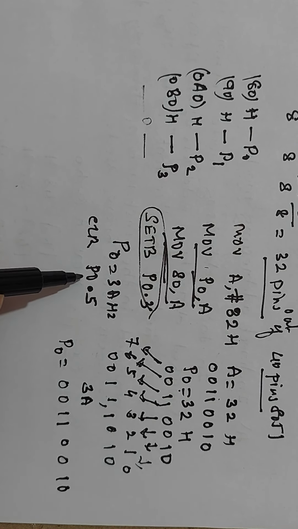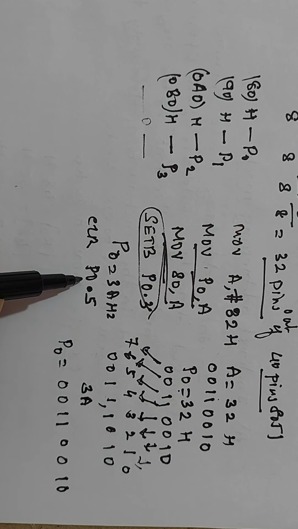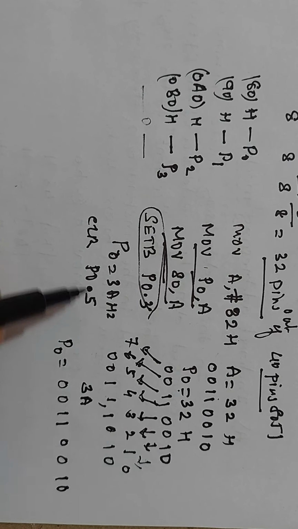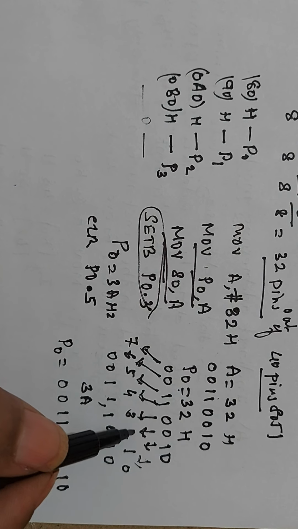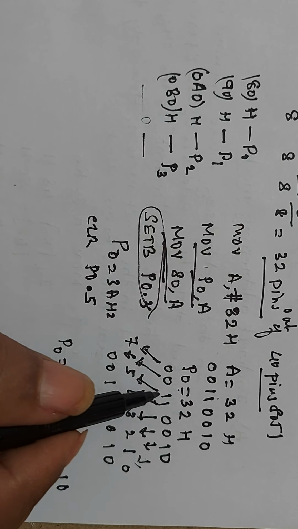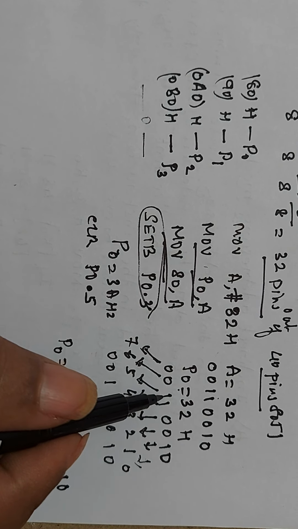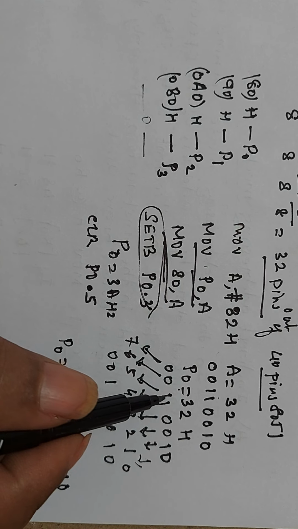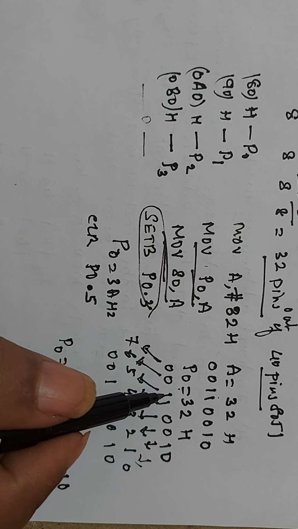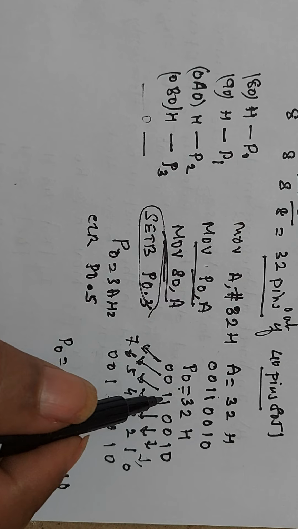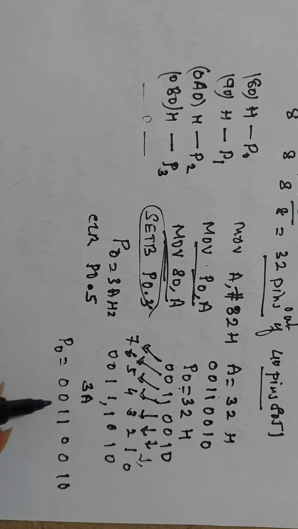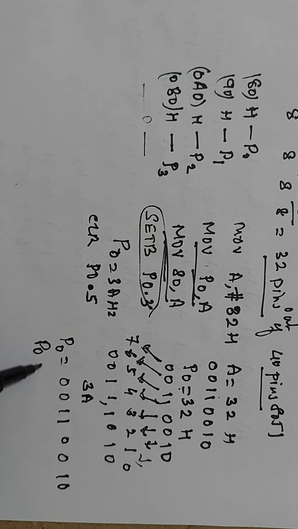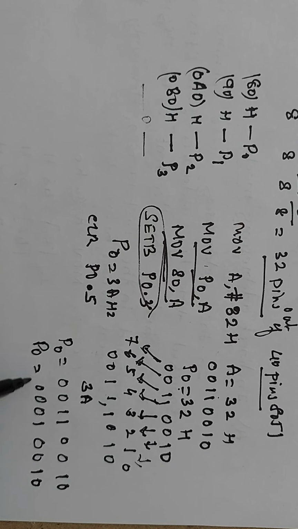So clear P0.5: the fifth bit of port 0 is cleared. Which is the fifth bit? See, 0 bit, first bit, second, third, fourth, fifth bit is this one. Make it clear. It was 1, now it becomes 0. Clear means 0. Therefore 0001 0010. Now P0 becomes 0001 0010.